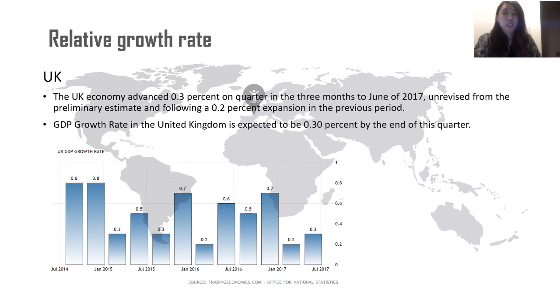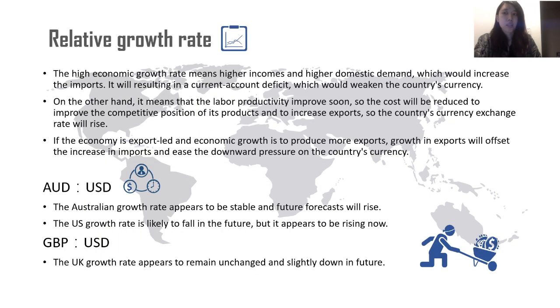Therefore, when we get a high income growth rate, it means higher income and higher domestic demand, which will increase the inputs. On the other hand, when labor productivity improves, costs will be reduced, which improves the competitiveness of its products and increases exports, so the country's currency exchange rate will rise.